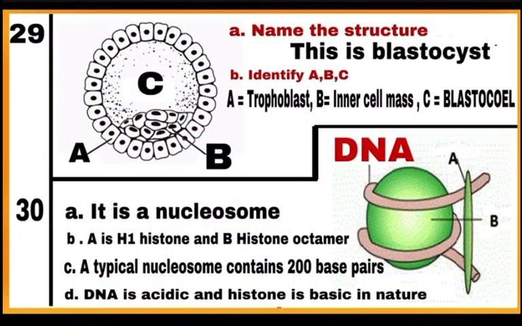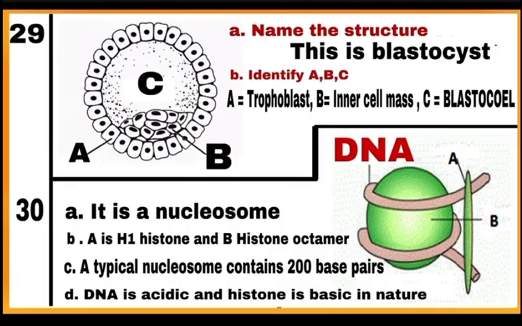29th picture. This structure is of blastocyst, which gets implanted into the uterus. In the diagram, A is trophoblast, which gets attached to the endometrium. B is inner cell mass, which gets differentiated as the embryo, and C is the blastocoel.